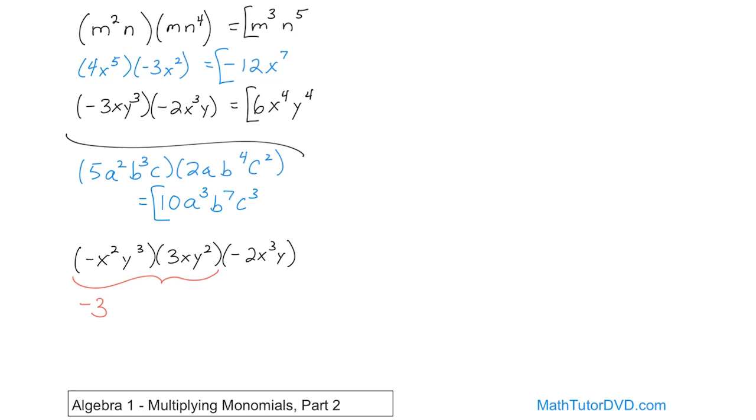And then we have x squared and x, so we can add those exponents. It'll be x to the third power. And then we have y cubed and y squared. We can add those for y to the fifth power. So now I have negative 3, x to the third, y to the fifth.